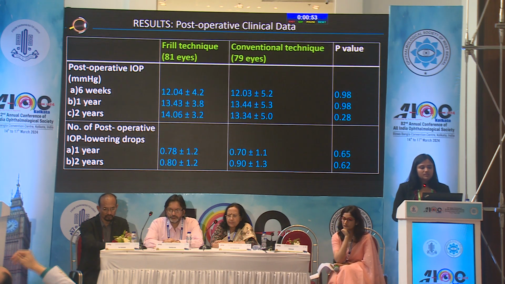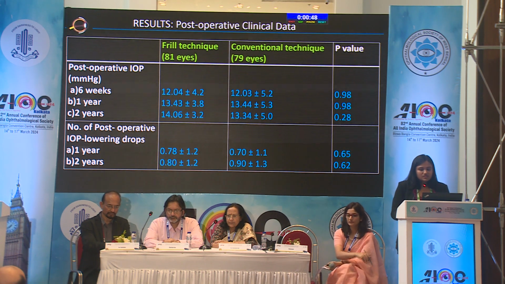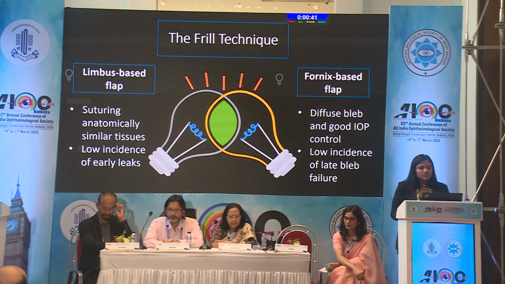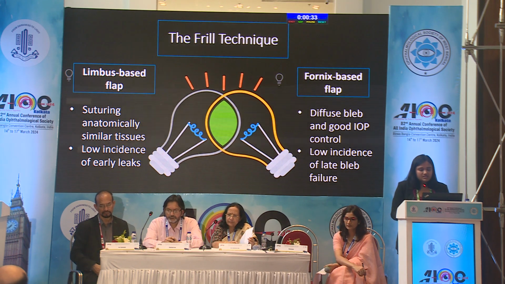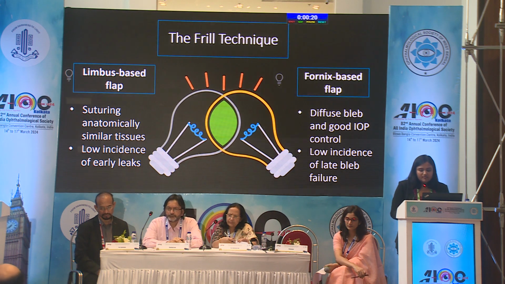When we looked at the long-term post-operative IOP control at 2 years between the two groups, there was no significant difference, and also the number of post-operative IOP lowering drops were comparable between the two groups. The frill technique possibly combines the benefits of both the previous techniques. Like a limbus-based flap, there is suturing of the anatomically similar tissues and lower incidence of the early leaks, and like in the fornix-based flap, there's a diffuse bleb and a good IOP control with lower incidence of late bleb failure.